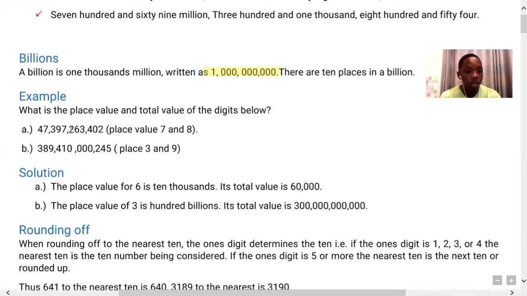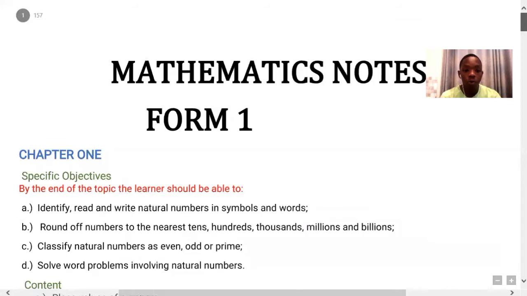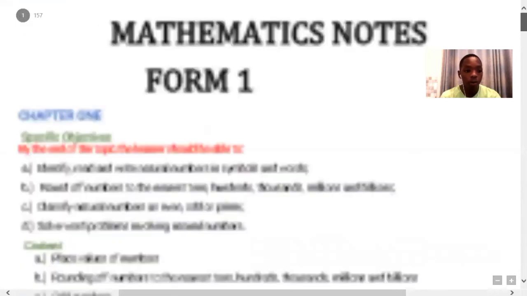7 and 8. So the place value for 6 is 10,000 and that's the total value. The place value of 3 is hundreds of billions and it's that total value. So let's proceed to rounding off.